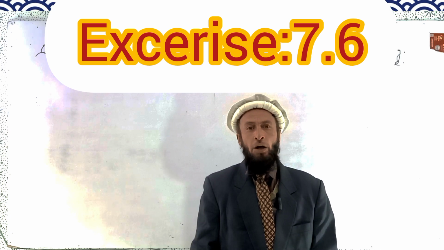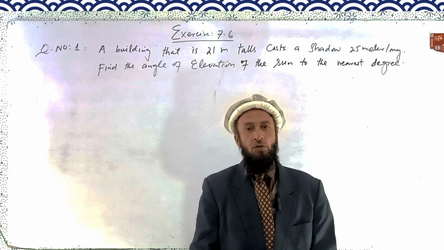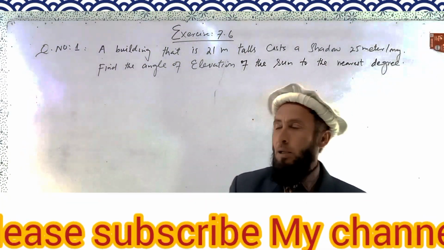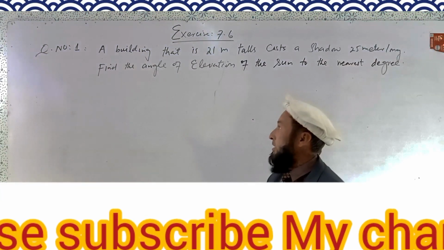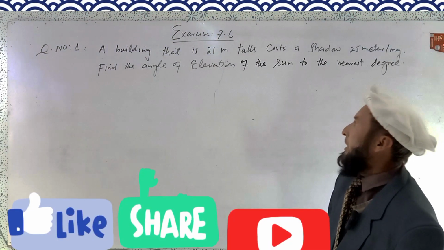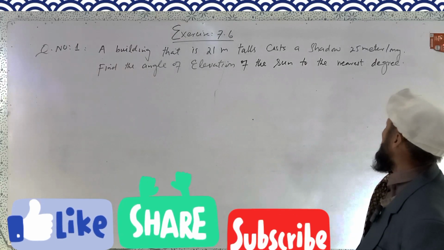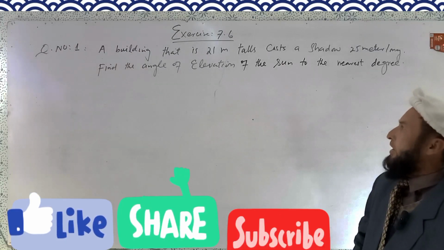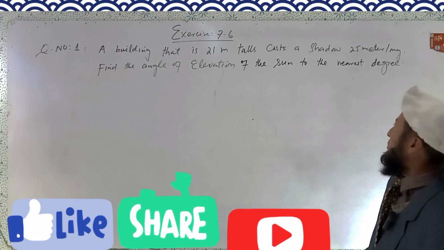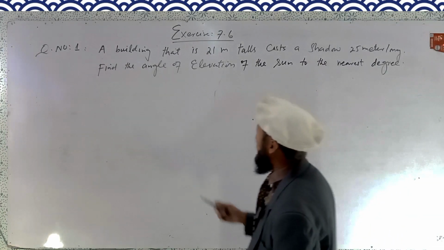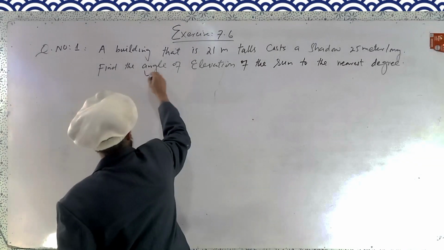Today we have new theoretical problems from the 10th class book, exercise 7.6. Let's start from question number one. A building that is 21 meter tall casts a shadow 25 meter long. Find the angle of elevation of the sun to the nearest degree. The angle of elevation is required in that question.